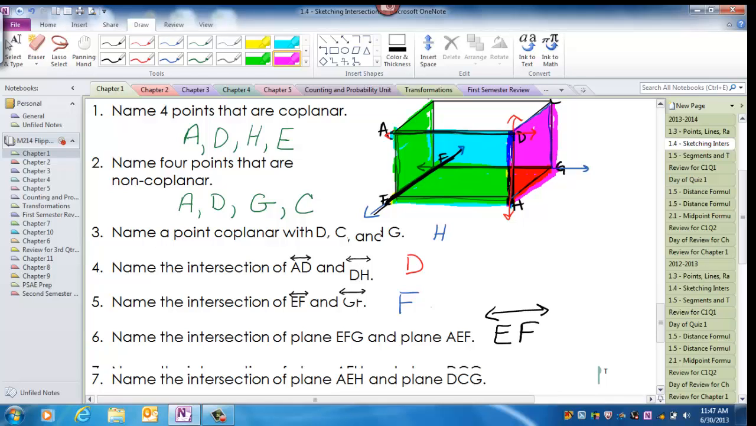Okay, so where does the plane that's highlighted in blue meet the plane that's highlighted in purple? If you can see on here, where do these planes intersect? Planes intersect at a line, and this one is going to be line DH.